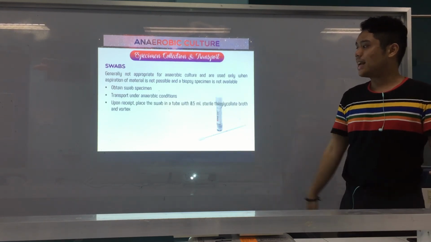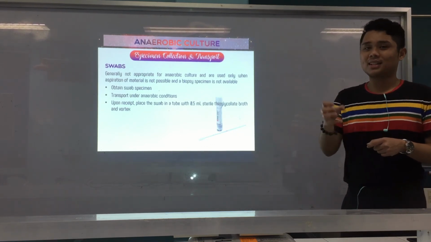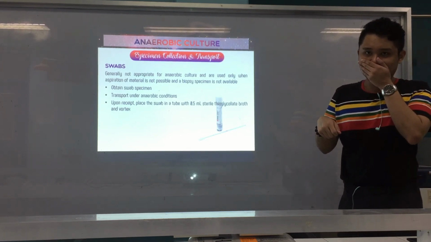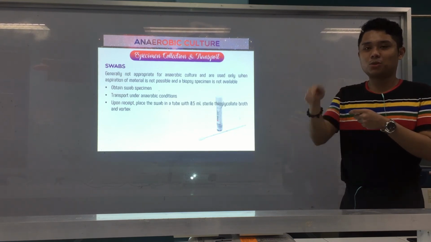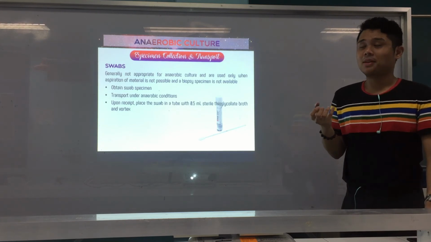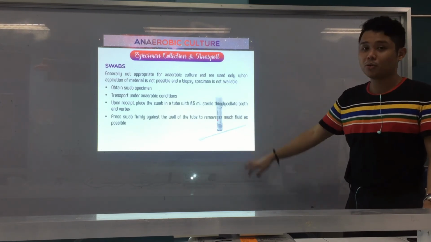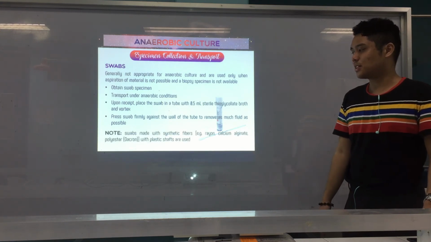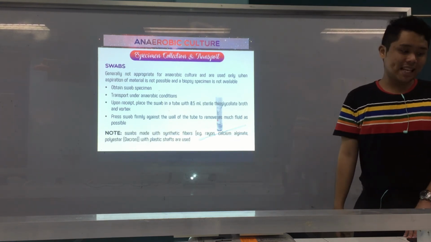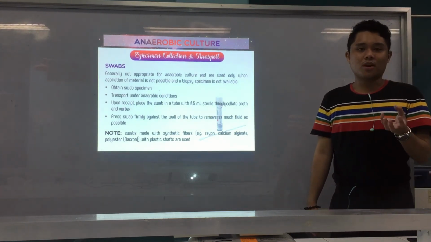You obtain the swab specimen, pero dapat ang transport niya is under anaerobic conditions. So, dapat nasa PRAS ba siya, nabasa siya sa anaerobic chamber, na pag-transport, okay. And upon receipt, place the swab in a 0.5 ml thioglycolate broth and vortex. So, ang vortex, again, imo siyang parang ipa-spin gamay para again ma-concentrate itong mga kagaw na naasa swab. Alright? Okay. And press swab firmly against the wall of the tube to remove as much fluid as possible.